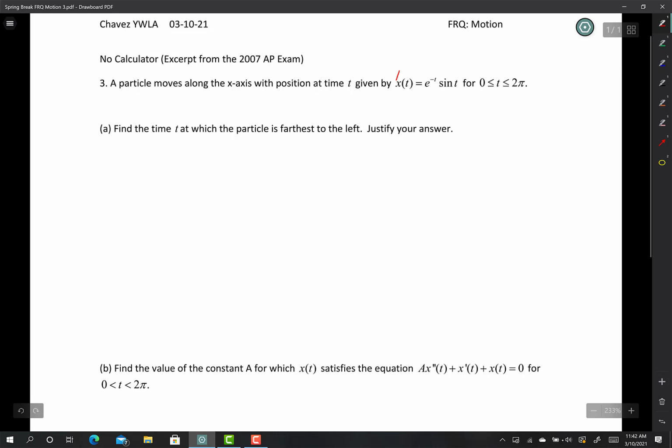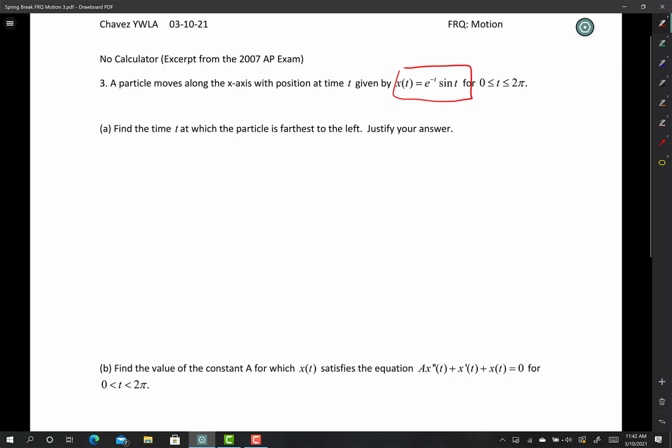Since this is position, I know that velocity has to be the derivative of this guy. And why do I need that? Well, because I need to find out where the velocity changes from negative to positive. Because if velocity is negative, I'm traveling to the left. And if I want furthest left, well, I need to know the transition when I'm going from negative to positive. I hope that makes sense to you guys.